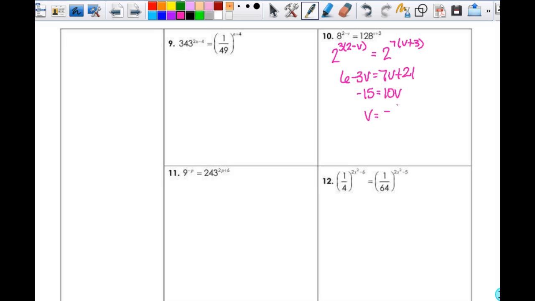What do I get? Okay, so what we end up with is negative 15 over 10 if you need to write that. Then you would divide both of these by what? 5. So 15 divided by 5 is 3, and this is 2. So your v is actually negative 3 halves.